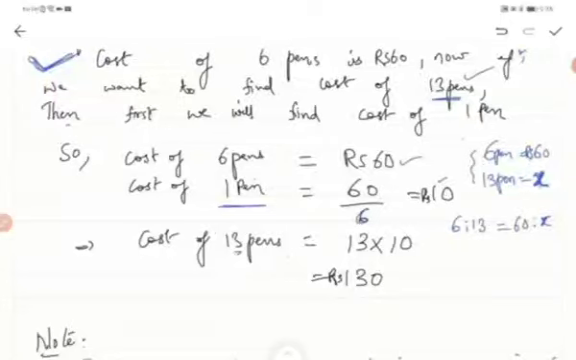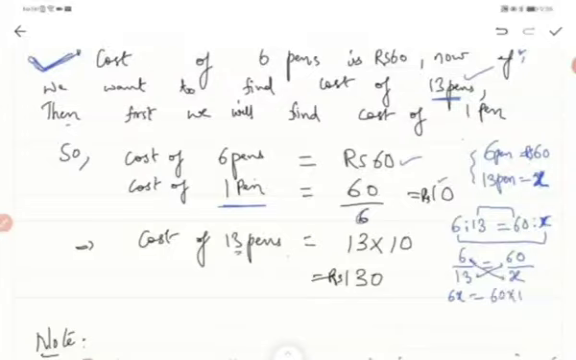Now, according to proportions, these two are called mean terms, or middle terms. The product of mean terms is equal to the product of extremes. Or you can just take this as 6 by 13 is equal to 60 by x. Just cross multiply: 6x will be equal to 60 into 13. This is the product of the mean terms, 13 and 60, and the product of the extreme terms, 6 and x, which is 6x.